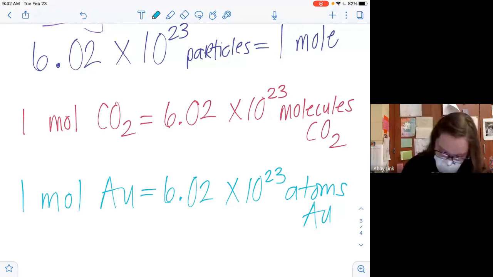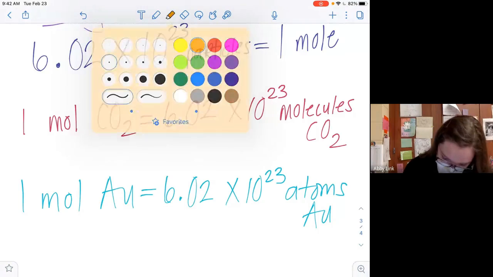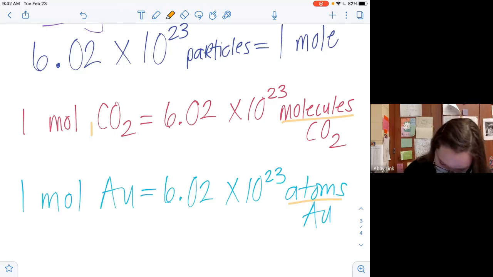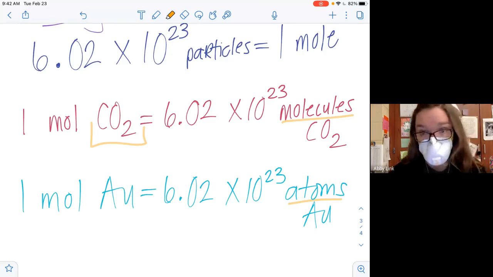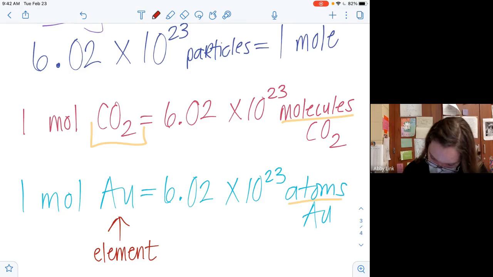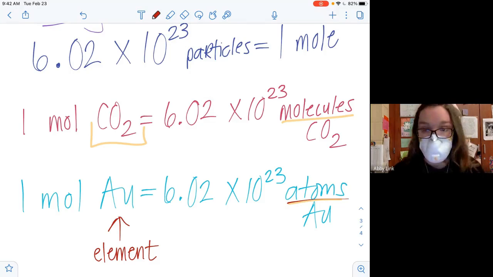All right, make the distinction now between that use of the word molecules and the use of the word atoms, right? When I'm dealing with a compound, or a molecule, I have to use that word molecule, okay? If I'm dealing with an individual element, I'm going to be using that word atoms to be more specific, okay?